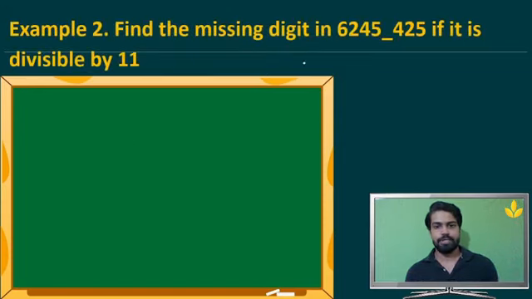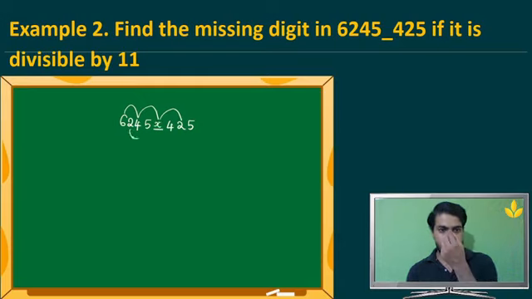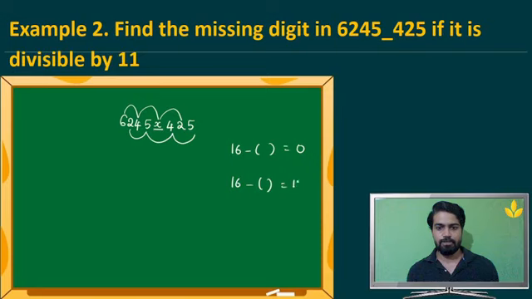So find the missing digit in this number if this is divisible by 11. To check whether this number is divisible by 11 or not, I need to add the alternate digits. So this digit is missing here. I'll keep it as x. And I'll add this first. 4 plus 5, 2 plus 5, 7, 7 plus 4, 11, 11 plus 5, 16. 16 minus something should give you 0, or 16 minus the same should give you any multiple of 11. Let's see. It's not minus, actually it's difference. So this can be 16 possibly.